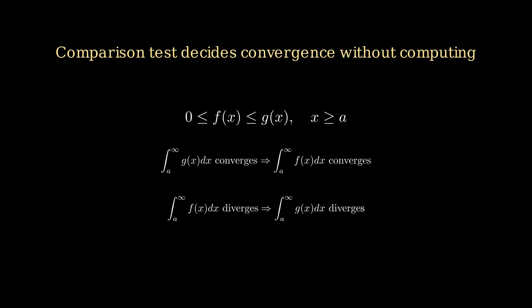There is also a comparison test that lets you decide convergence or divergence without ever computing an exact value. If f of x is between 0 and g of x, for all x greater than or equal to a, then, if the integral of g converges, the integral of f must also converge, and if the integral of f diverges, the integral of g must also diverge.